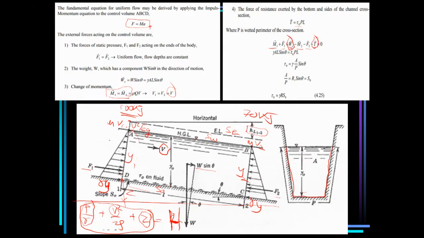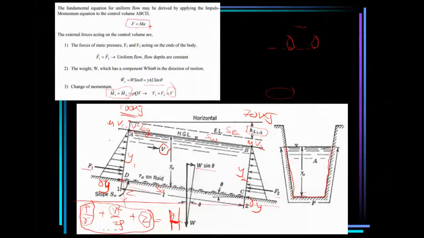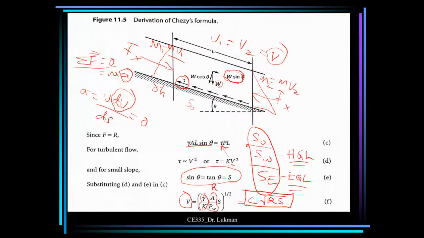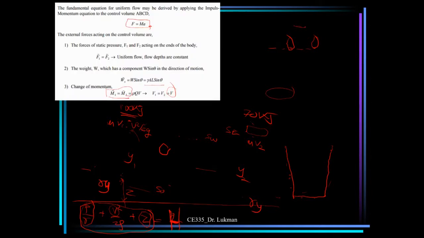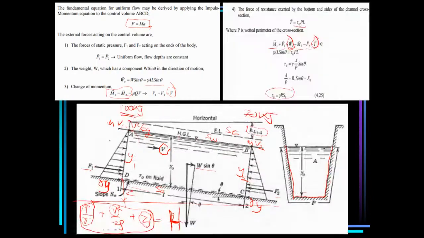And then of course, when we substitute, this is Wx and this is the shear force. We will end up with tau naught equal to this. And then of course we have this one: V equals C square root of R S naught.